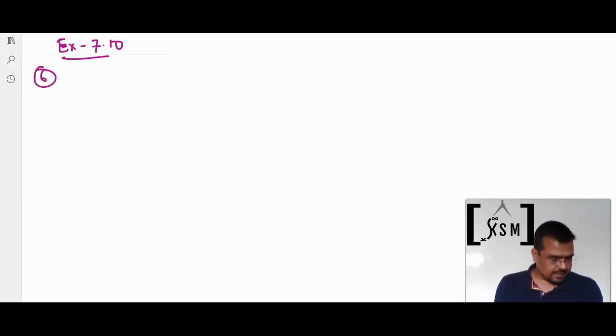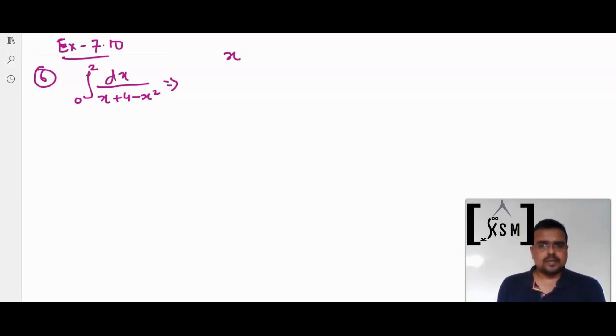So question number 6 says integration of dx over x plus 4 minus x square, and limit is from 0 to 2. Good. First we will try to convert it into a perfect square. So we will do it.